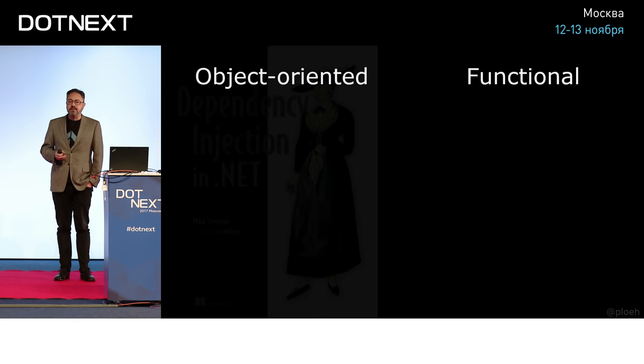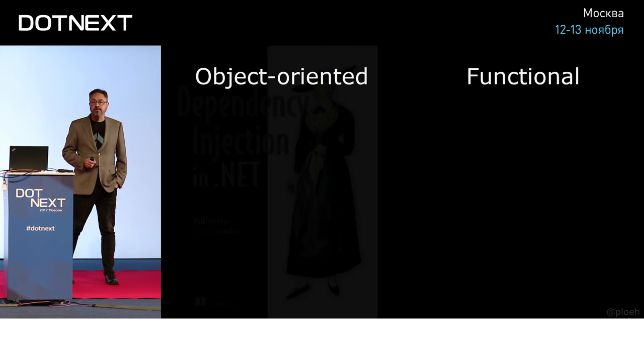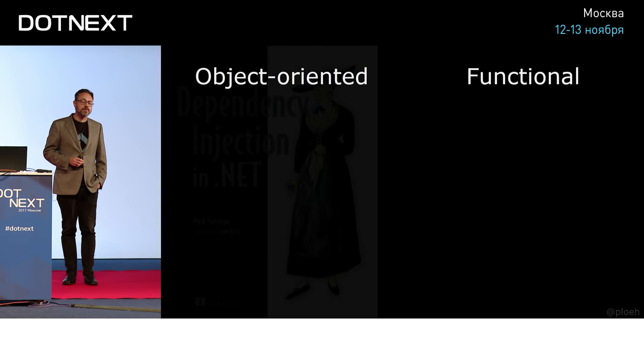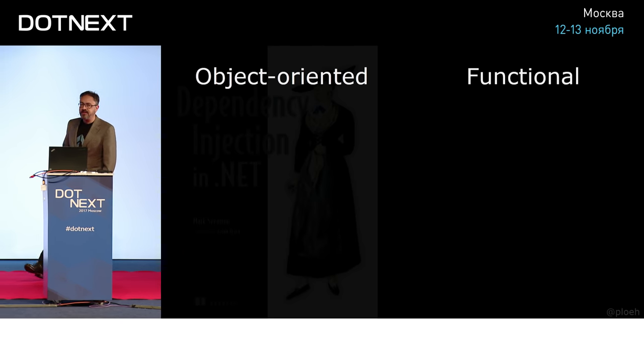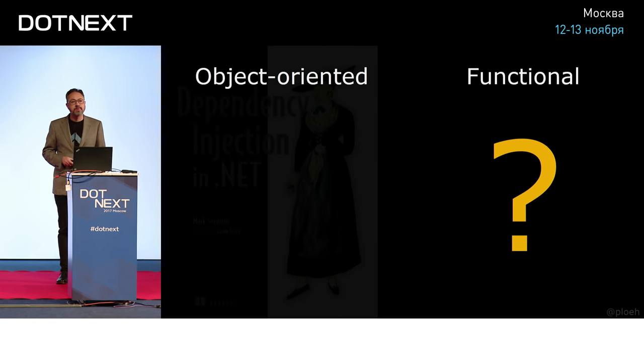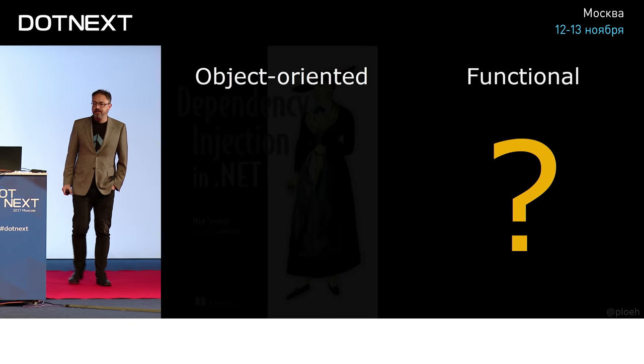But about the same time as I wrote the book, I started to become interested in functional programming. I've been becoming increasingly interested in functional programming over the last couple of years, so that's basically what I've spent most of my time on today. And because of that, sometimes people ask me, so how do you do dependency injection in functional programming? So that's what this talk is about.